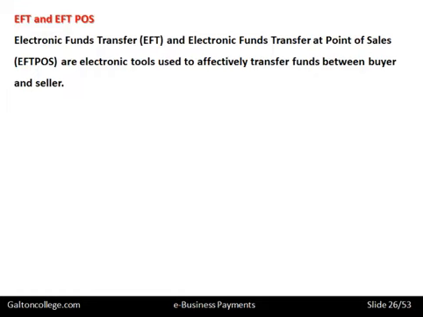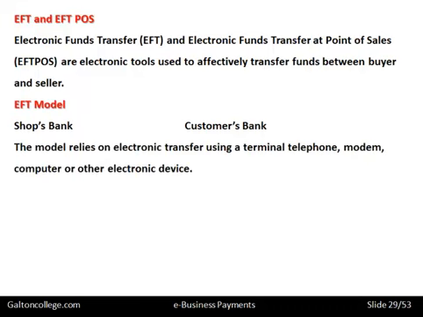Electronic funds transfer, EFT, and electronic funds transfer at point of sale, EFT POS, are electronic tools used to effectively transfer funds between buyer and seller. This is the movement of funds between buyer and seller. So these are ways in which the funds can be transferred from one person to another. The electronic funds transfer model, well, we have the shop's bank and we have the customer's bank. The model relies on electronic transfer using terminal telephone, a modem and a computer and other pieces of electronic wizardry.